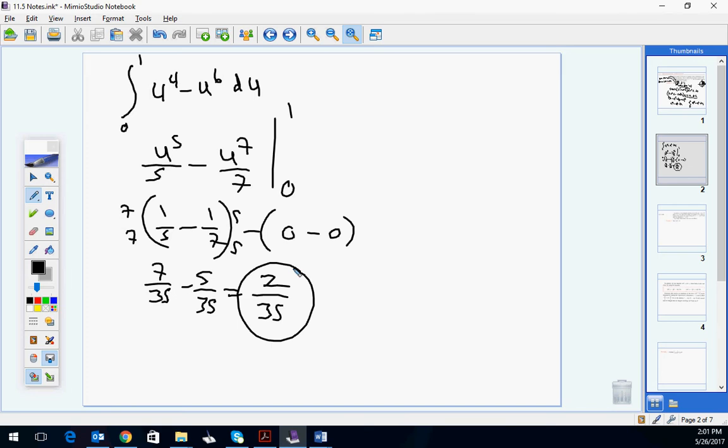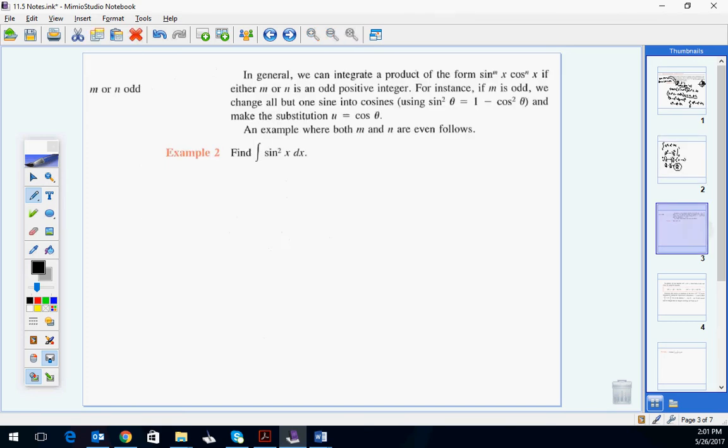Okay? All right, let's check out this one. So this kind of says, in general, we can integrate a product of the form. This is just kind of showing you in terms of odd versus even exponents, what you want to play with. So like, for example, this being even is a problem because sine squared of x, how would I integrate that? Because we don't have the cosine there.